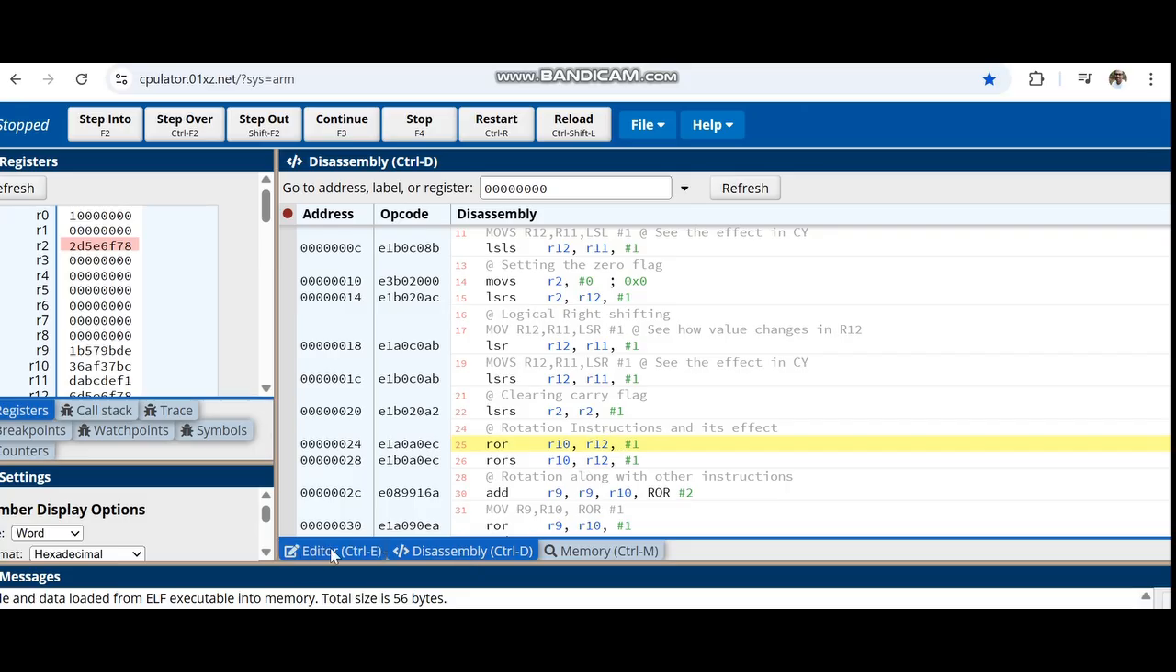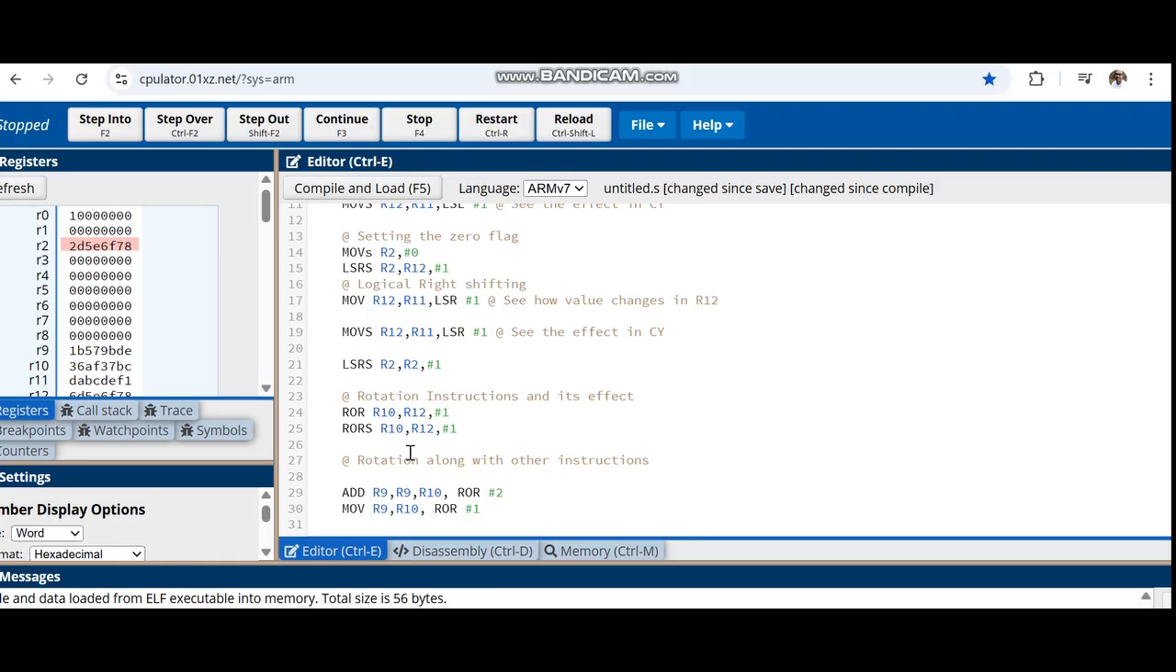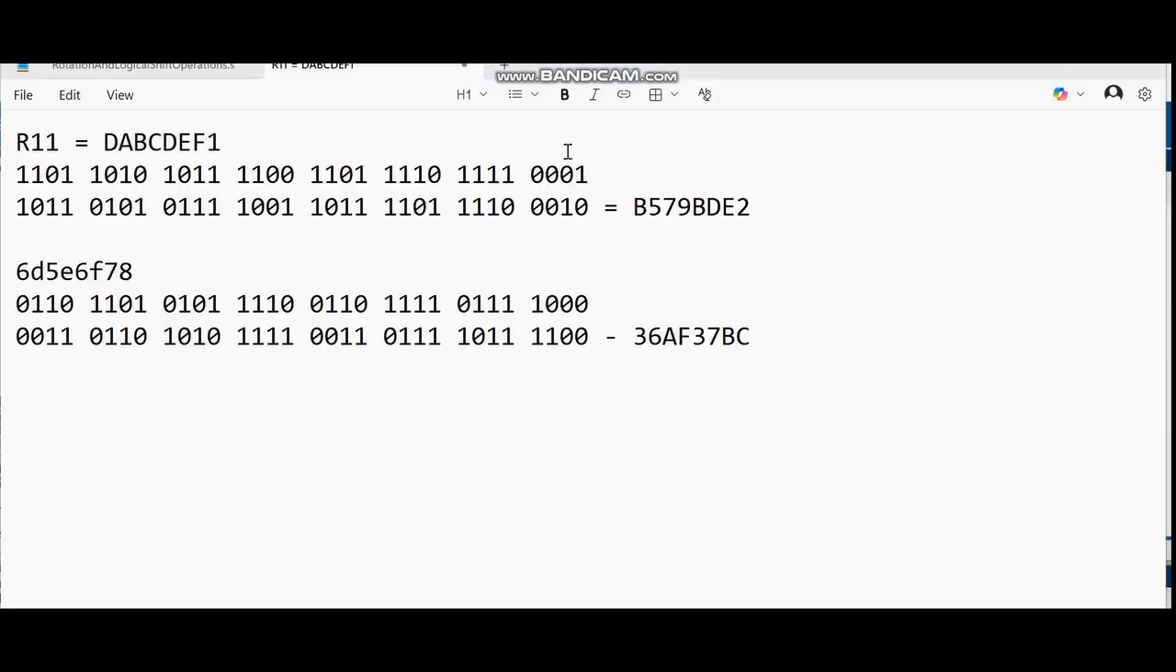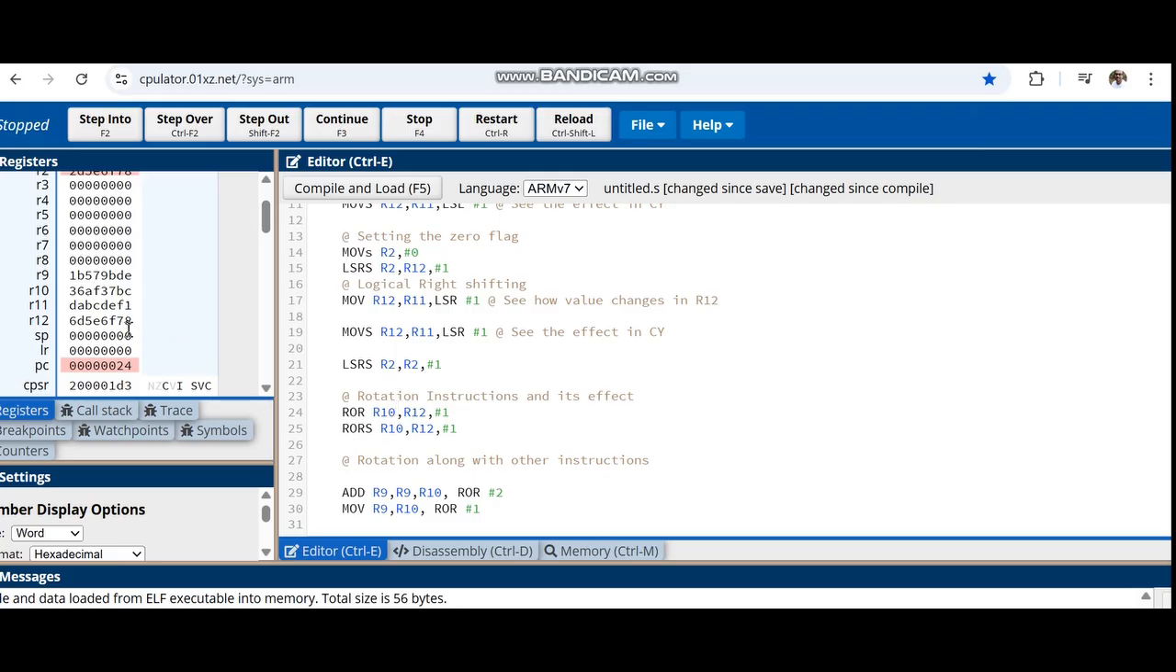Now ROR R10, R12, #1. So what is the value in R12? 6D5E6F78. All these values you have to cross check in your notebook whether it is coming correctly. Then only you should verify in the simulator. Now in ROR, this was the value coming in R12, which was 6D5E6F78.